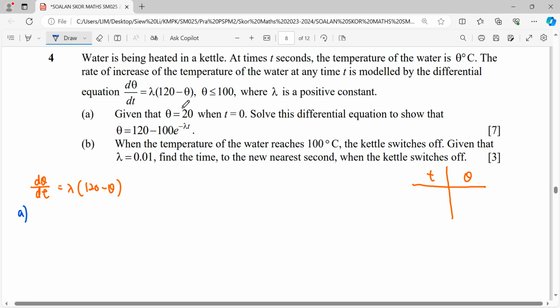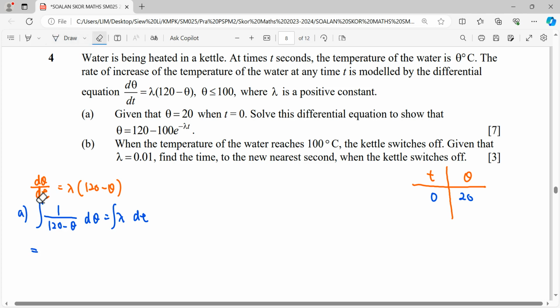Given that theta is 20 when t equals 0, solve this differential equation to show that theta equals 120 minus 100 exponential negative lambda t. To solve this, we can use the separable method, where we rearrange theta to the left hand side and dt to the right hand side. Then we integrate both sides.